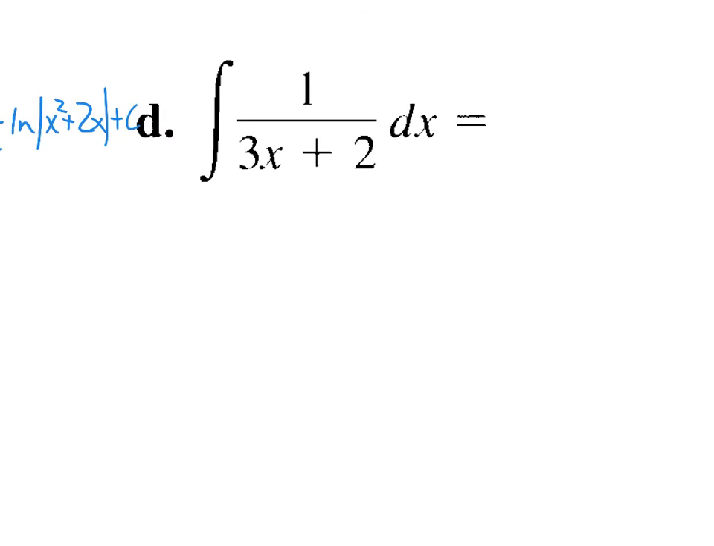Last one here. What do we do? 1 times 1 over 3. 1/3. And that makes that a 3. Okay, so what's our answer here? 1/3 times ln of 3x plus 2. There you go, good. 1/3 ln of the absolute value of 3x plus 2 plus c.